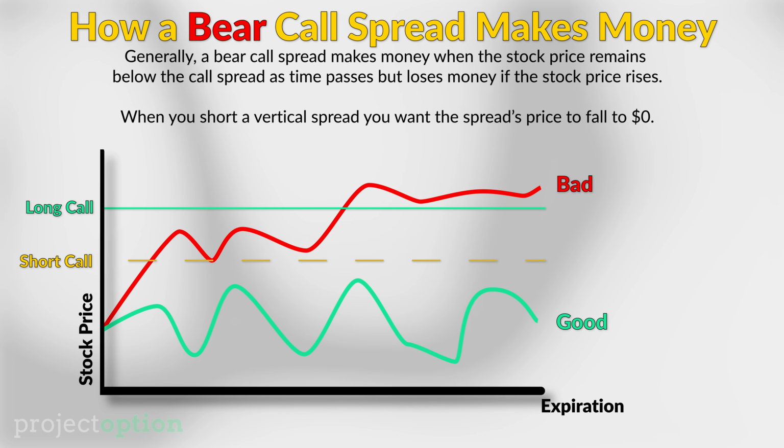So if you sell this call spread and the stock price is here, it doesn't matter if the stock price goes up a little bit. As long as the stock price is below the vertical spread's strike prices, the trade will make money as time passes. So let's look at an example.